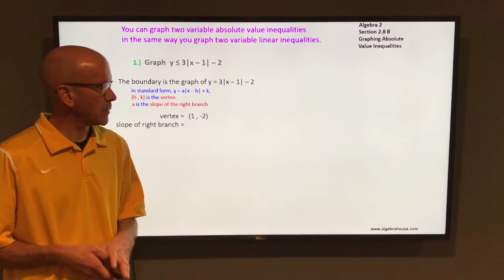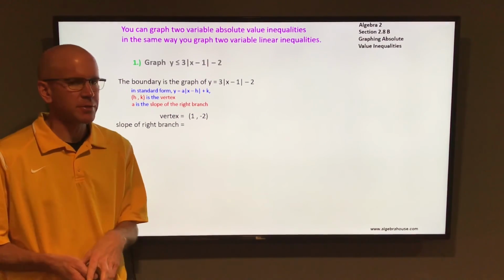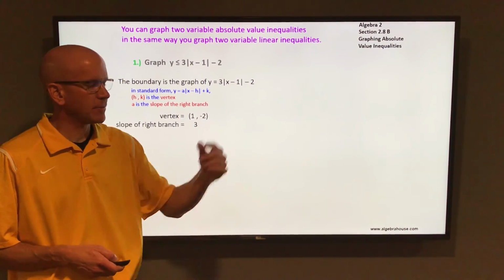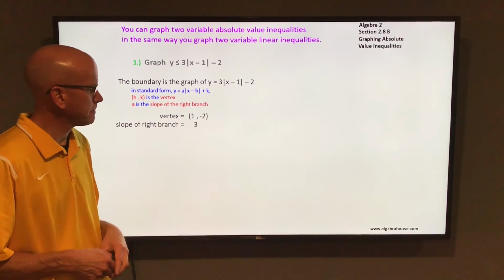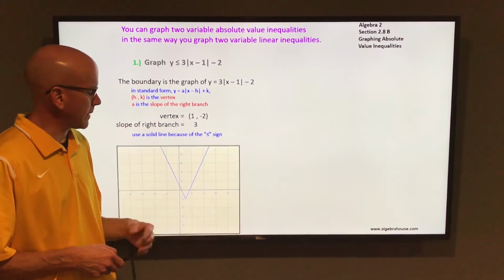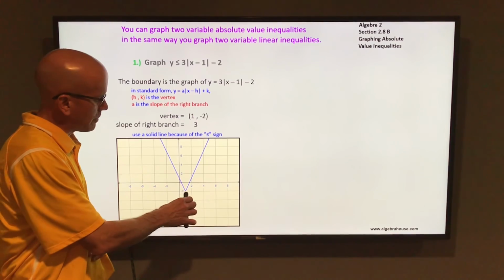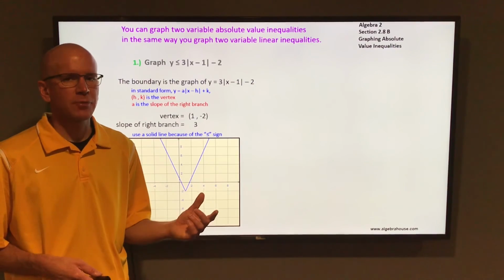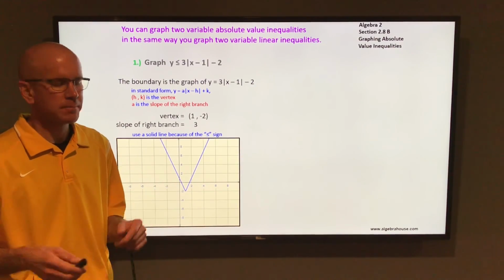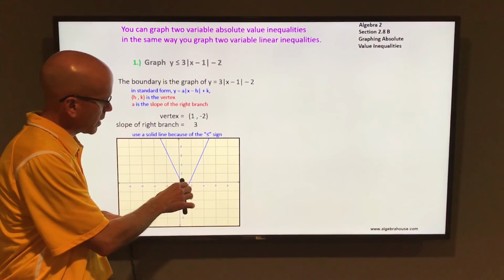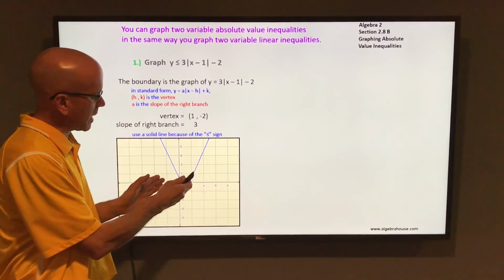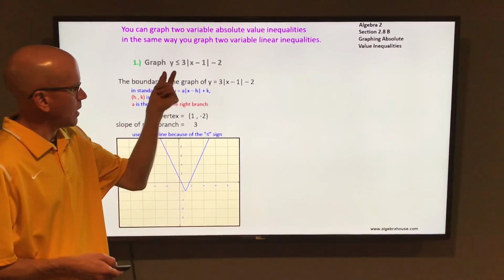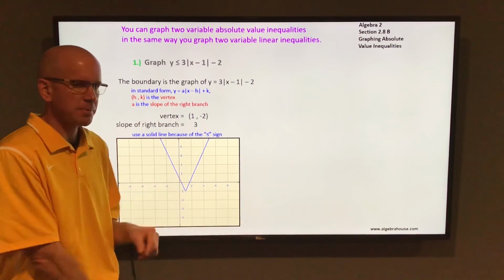Now the 3, that number out in front of the absolute value, that's the slope of the right branch. So the slope of the right branch is 3. The vertex is 1, negative 2. That's all you need to graph the boundary. So put a point at 1, negative 2, that is the vertex, and then the slope of the right branch is 3. From that point, go up 3 and to the right 1. And since it is symmetrical, the slope of the left branch would be negative 3. So back to that vertex, go up 3 and to the left 1. So that is the boundary, and that's solid because you have the less than or equal to sign. If it was just less than or just greater than, that would be a dashed boundary.